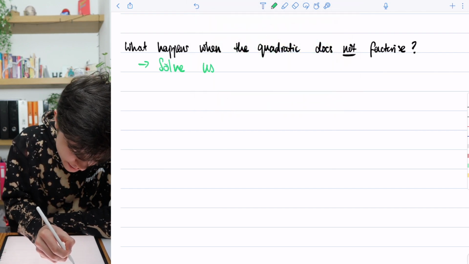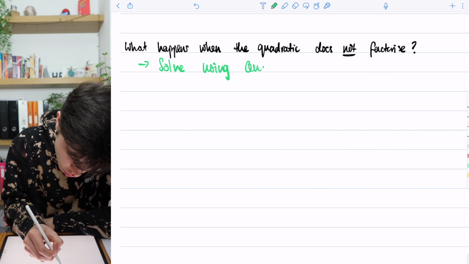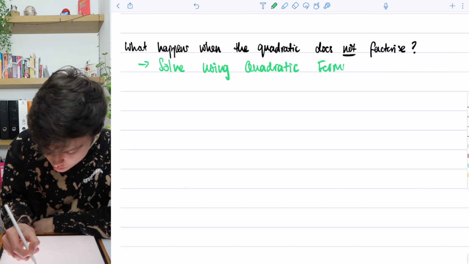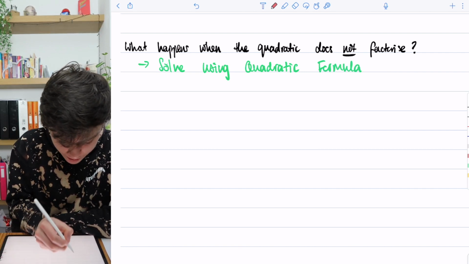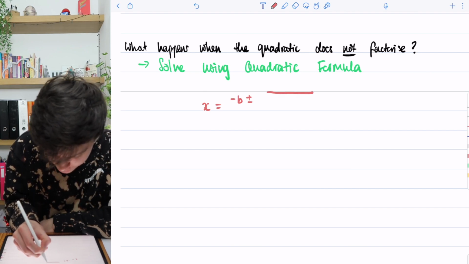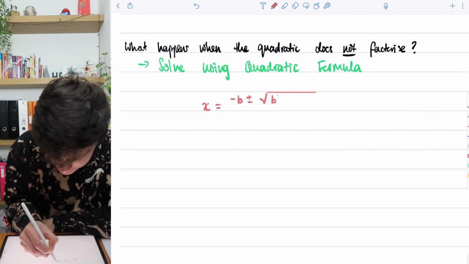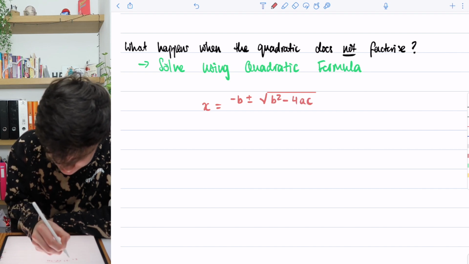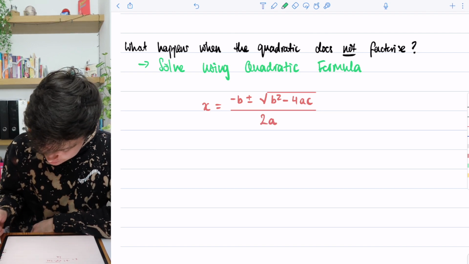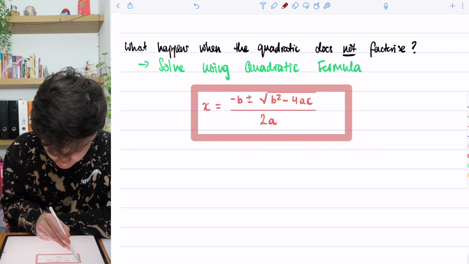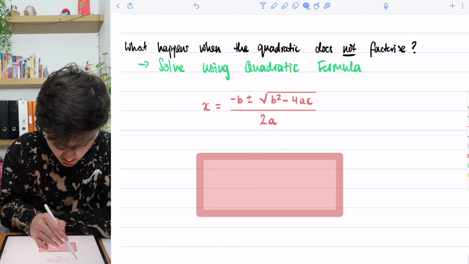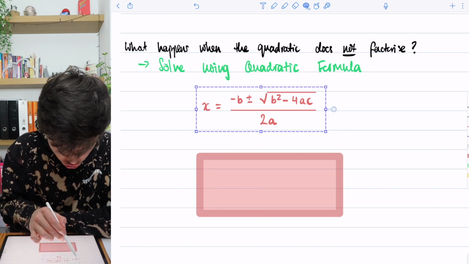Solve using the quadratic formula. Now you should know the quadratic formula from GCSE, so I'll state it to you now. The quadratic formula is x equals negative b plus or minus the square root of b squared minus 4ac, all divided by 2a. That is, and I'll highlight it in red, that is our quadratic formula. It might be better if I just change the colour of that and not duplicate.